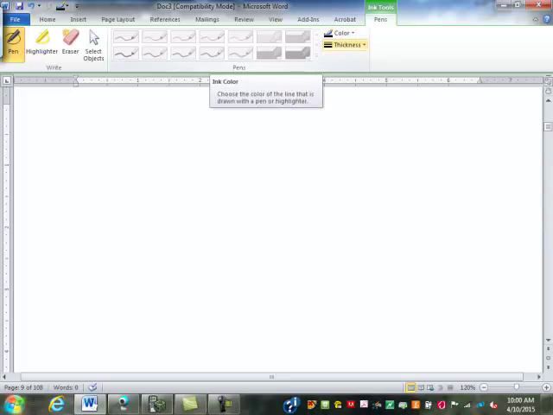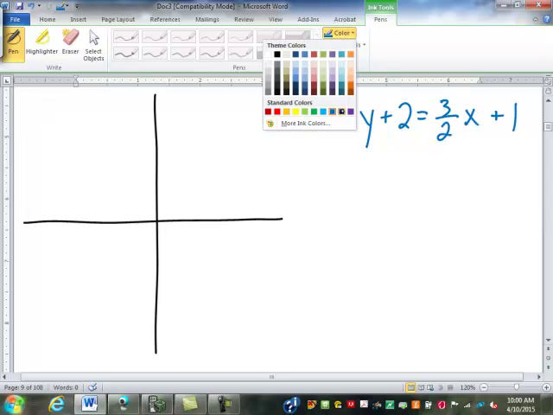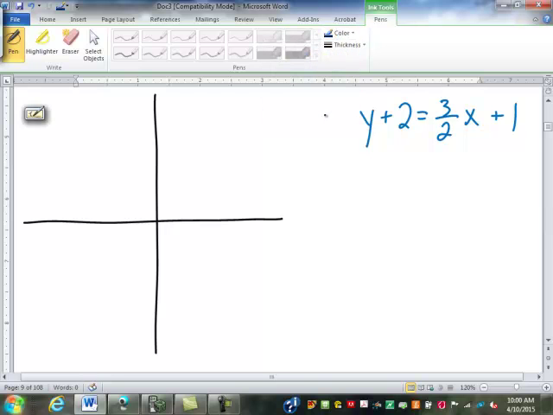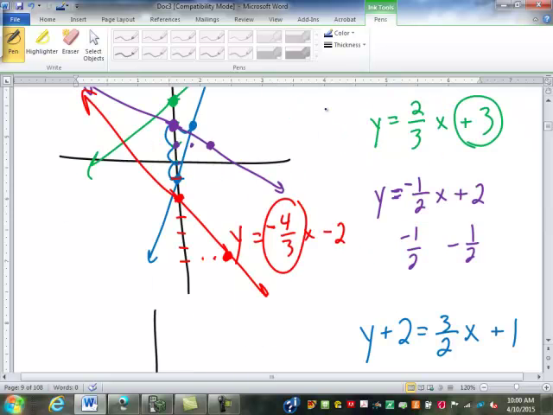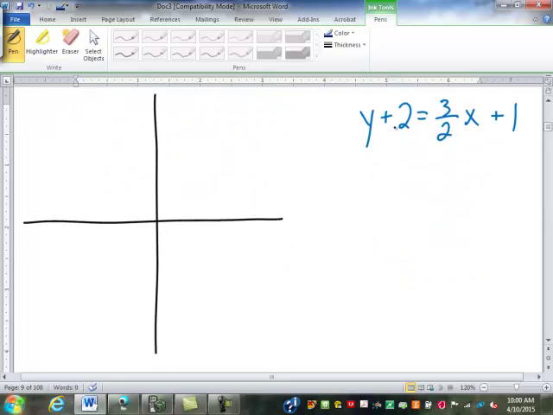Not all of our lines are quite that simple. We can run into one like this. What's different here? It's y plus 2. And all of our other equations have been y equals. In fact, we kind of need it that way for this to work. So down here, we need to make this just y equals. So we have to get rid of the plus 2.